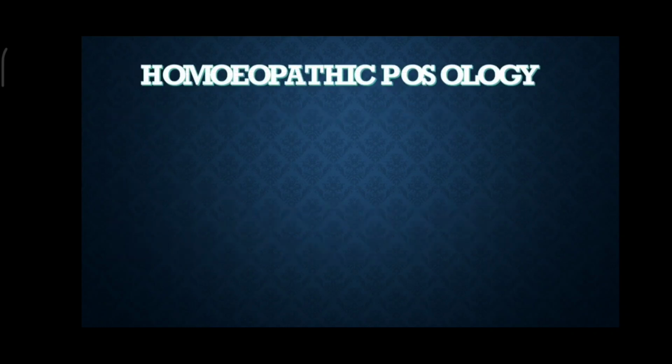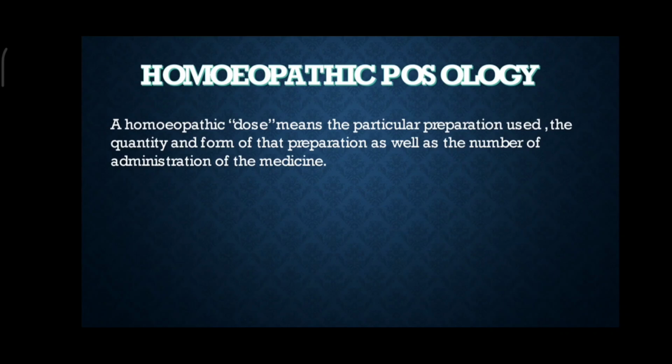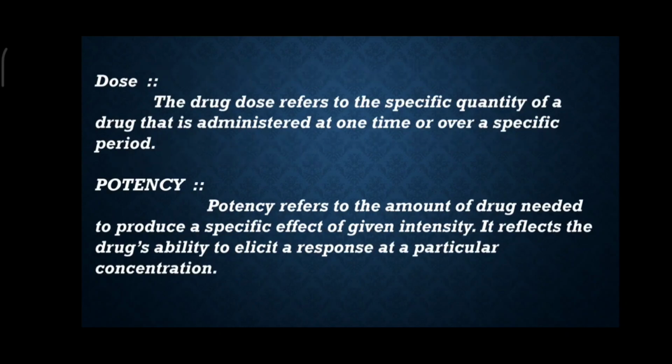Let's see posology in relation to homeopathy. A homeopathic dose means the particular preparation of a medicine used, the quantity and form of that preparation as well as the number of administrations of the medicine. In short, a homeopathic dose includes potency, quantity, form and number of administrations of the medicine. So, the study of the doctrine of these doses is known as posology.